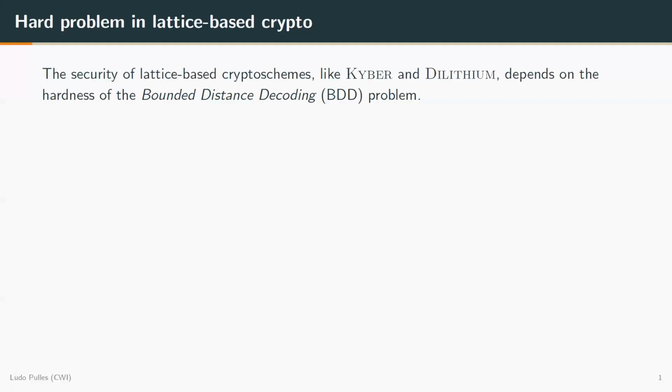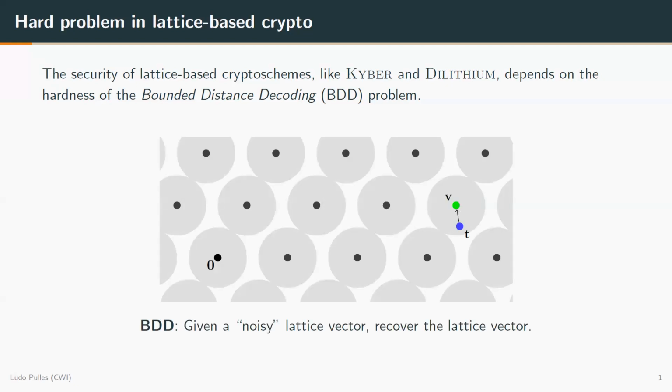So the security of a lot of lattice-based schemes, like for example Kyber and Dilithium, depends on the hardness of the so-called bounded distance decoding problem. In this problem you're given a lattice and some target that's a lattice point with a small error added to it. The problem is recovering this original lattice point from it.